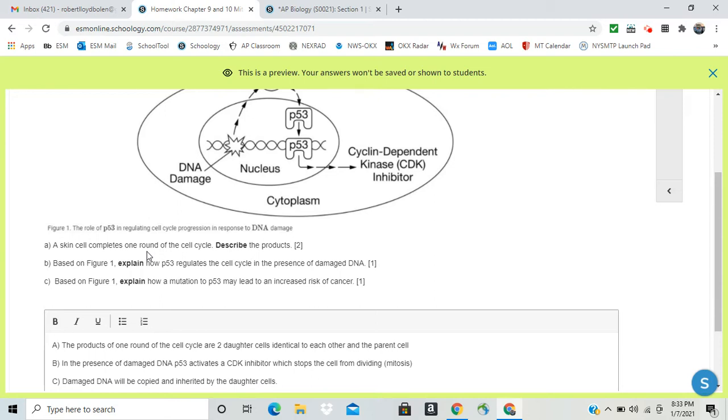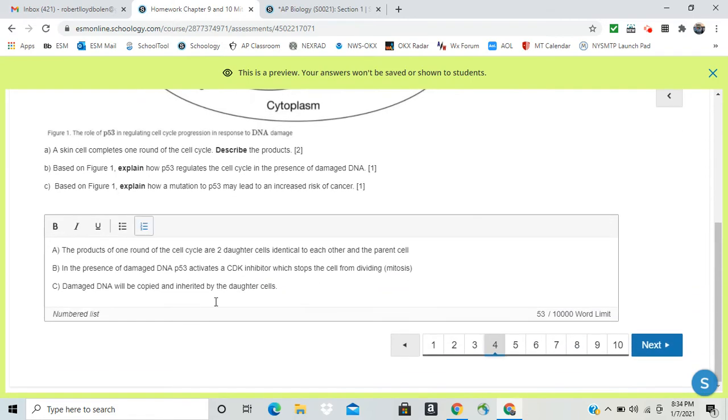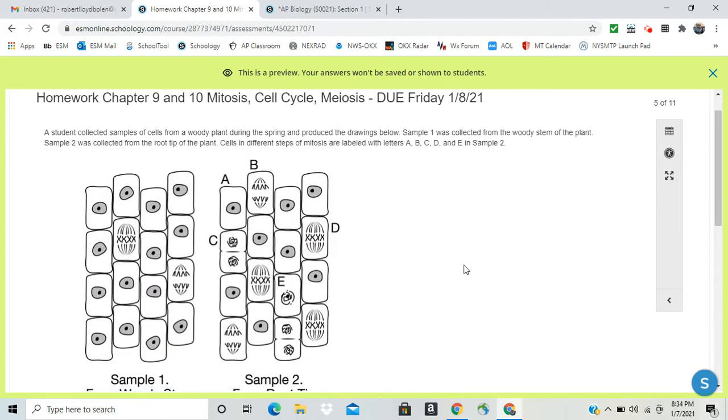Okay. And for letter C, explain how a mutation in P53 leads to an increased risk of cancer. Well, damaged DNA is going to get copied and inherited by the daughter cells. So if any of that DNA that's damaged happens to contain regulatory genes that control cell growth, the cell's going to grow out of control. Okay, let's move on to the next one.